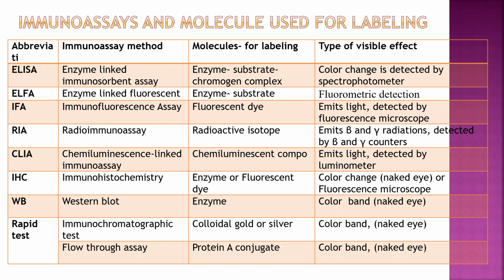This chart is a summary of the newer techniques. ELISA, in that color change is detected by spectrophotometer. Enzyme linked fluorescence assay, fluorometry detection. Immunofluorescence assay emits light and is detected by fluorescence microscope. Radioimmunoassay emits beta and gamma radiation and is detected by counter. Chemiluminescence linked immunoassay emits light detected by luminometer. Immunohistochemistry, color change by naked eye or fluorescence microscope. Western blot, color band. Immunochromatography, that is lateral flow and flow through, color band measured by naked eye.